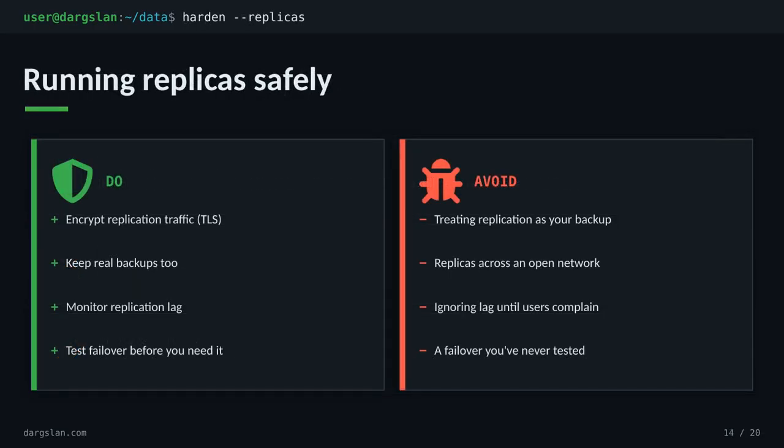With those myths out of the way, here's how to actually run replicas safely. Always encrypt the traffic between primary and replica with TLS. Never let it cross an open network in the clear. Keep proper backups alongside replication. Watch your lag continuously instead of waiting for users to complain. And most importantly, practice your failover before an outage forces you to. A failover you've never tested isn't a plan, it's a hope.